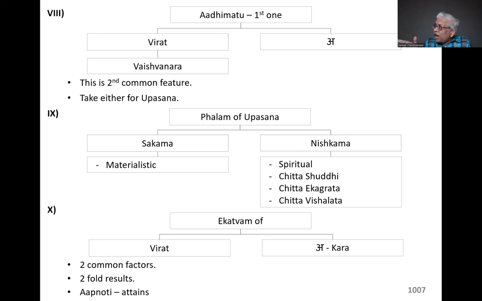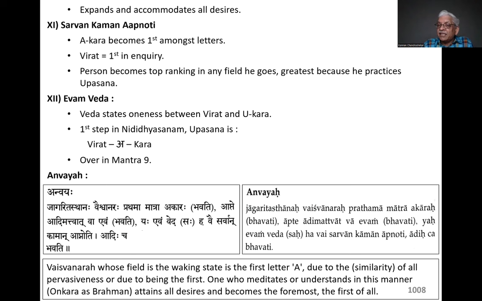When you do the Akara Upasana for spirituality, then you will get chitta shuddhi and chitta ekagrata. Shuddhi means purity. Purity of your mind, oneness of your mind, and expansiveness of your mind. These are the three benefits of doing akara upasana. One attains these three things when you do this akara upasana.